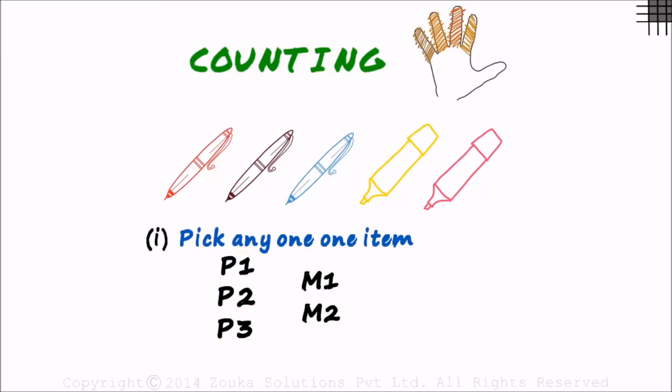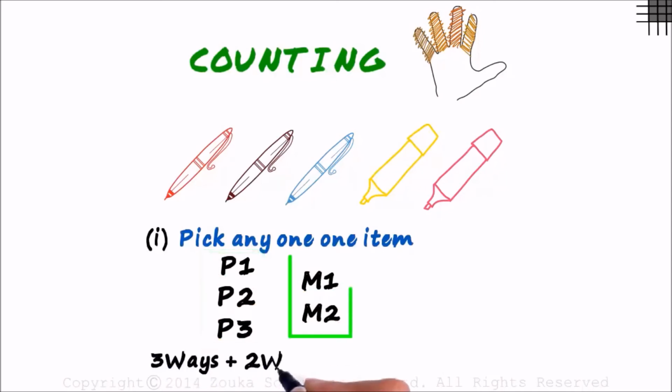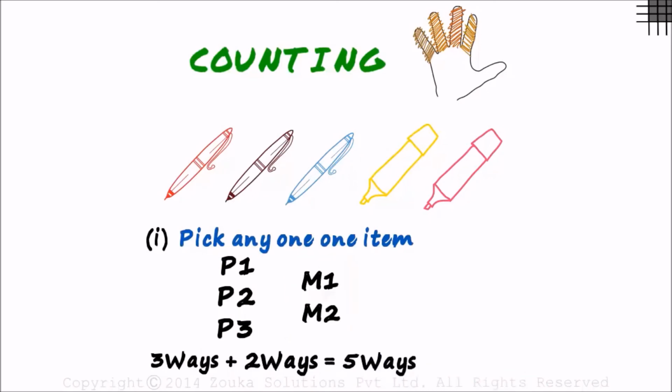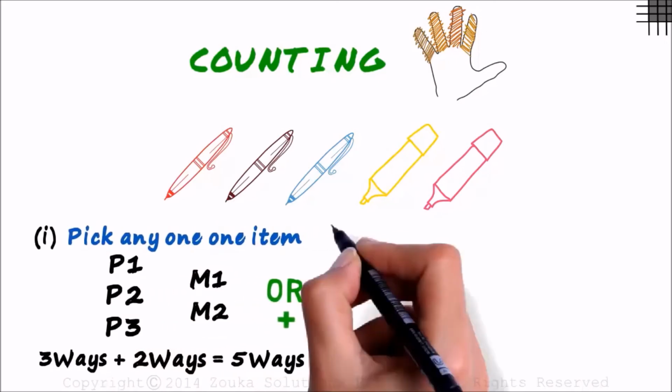And how do we get a 5? 3 ways in which a pen can be picked, plus 2 ways in which a marker can be picked. 5 ways in all. This is the first rule of counting. Or. Or always means addition. First pen, or the second pen, or the third. 3 ways in which a pen can be picked. And similarly, 2 ways in which a marker can be picked. Or always means addition.